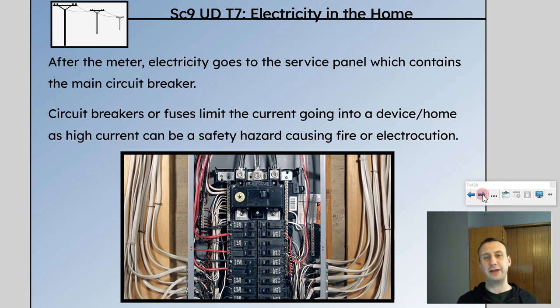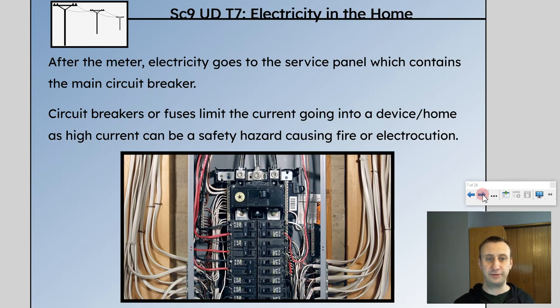After the meter, electricity goes to the service panel, which contains the main circuit breaker. You're going to have the main circuit breaker that actually is kind of like a master switch for the whole house. Okay, and that main circuit breaker will have some kind of current limit that will cause it to trip the breaker if it goes past that.